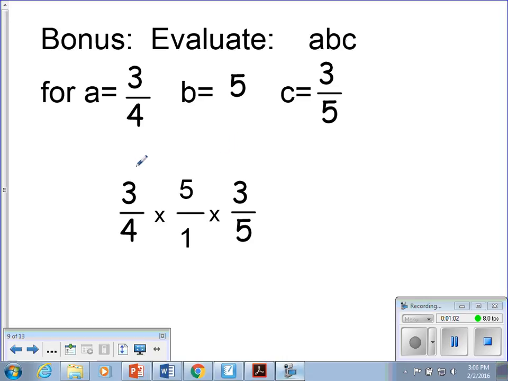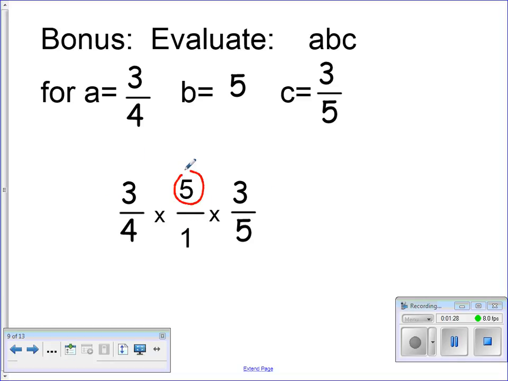So what I've set up already, I substituted A for 3/4, B for 5, but I changed B to a fraction, 5/1, and C as 3/5. So we're just going to multiply these three fractions. From our last unit, we learned that everything needs to be a fraction, and we've done that. We've changed 5 to 5/1, and now we need to simplify. In my numerator and denominator, I have a 5, so those can be simplified to 1s.